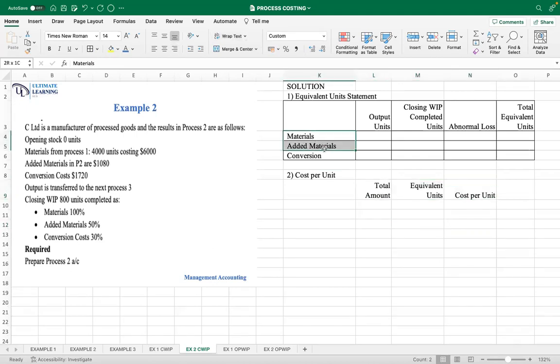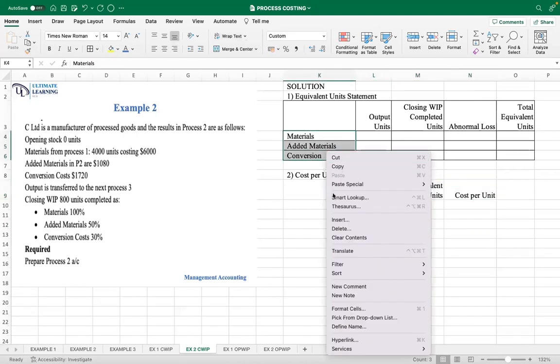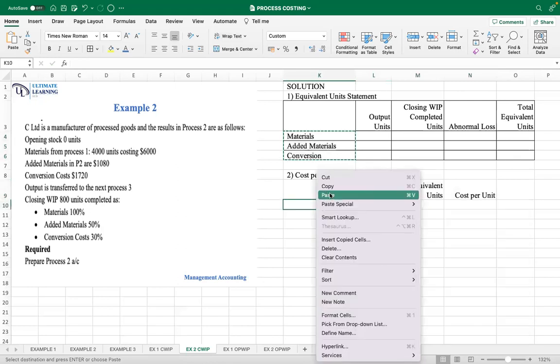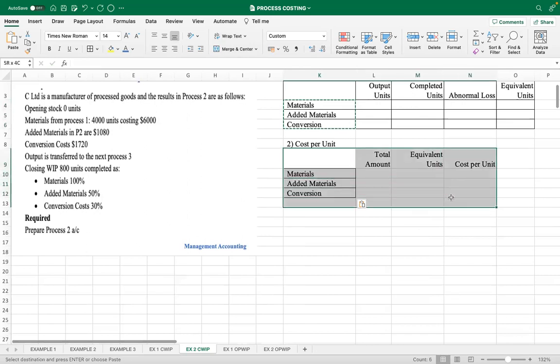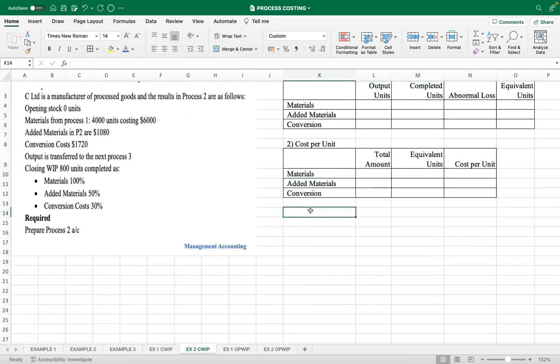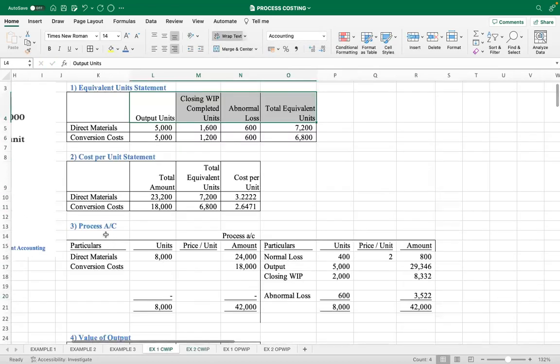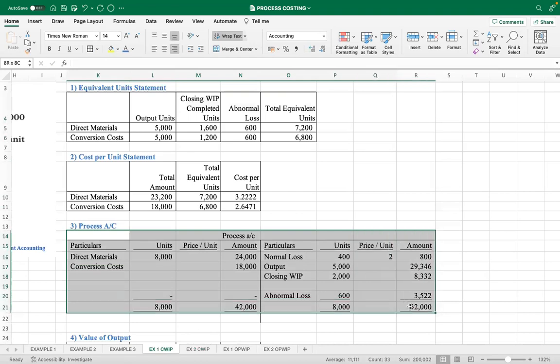Of course, this remains the same. I'll copy that and paste it there. That is the cost per unit statement. Number three, you'll need to prepare the process account. Again, because of time, let us just copy and paste the process account that was there.